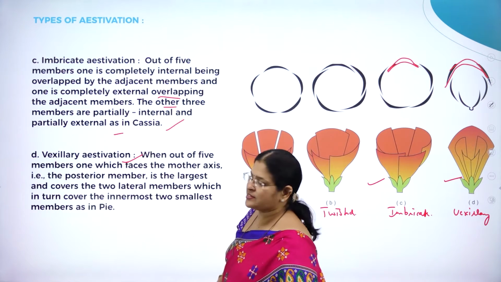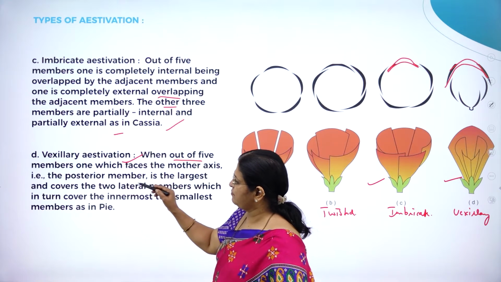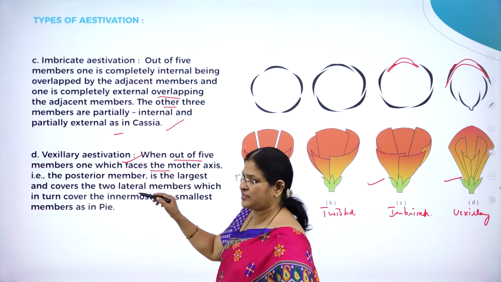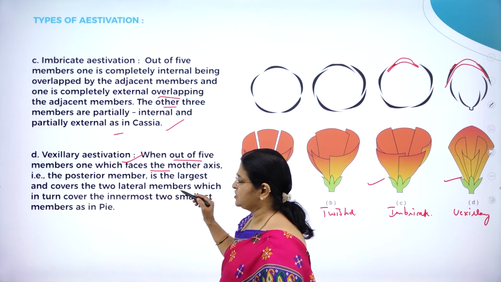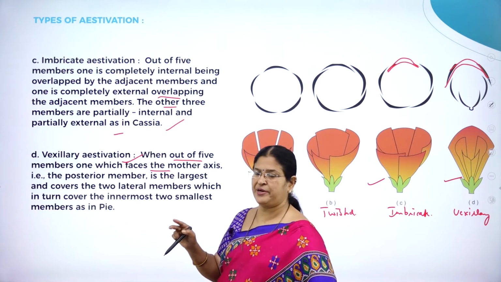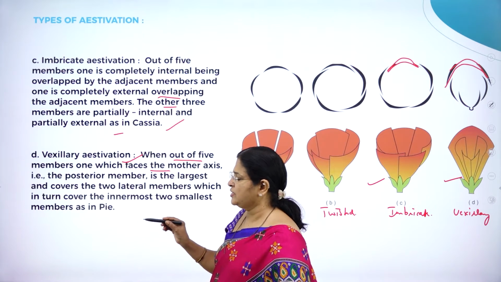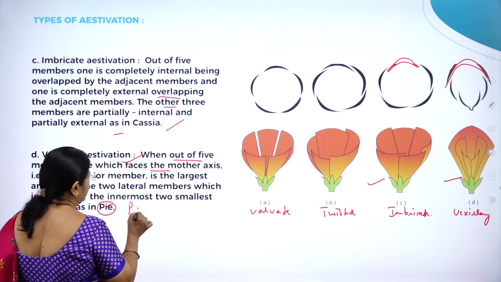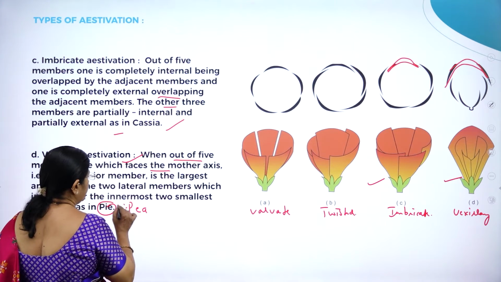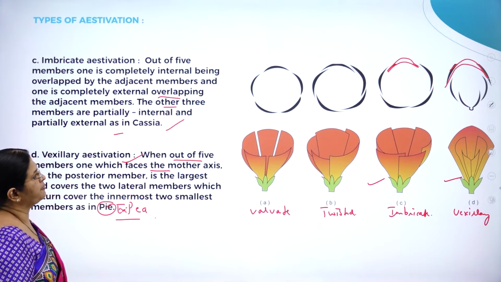So what is vexillary estivation? When out of 5 members, the one which faces the mother axis, that is the posterior one, is the largest, which is called the standard petal, the remaining 2 are called wing petals, and the remaining 2 are called keel petals, as in pea.